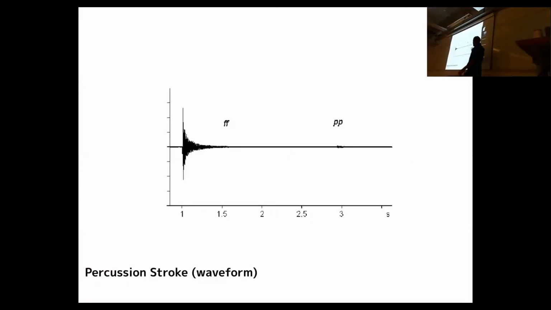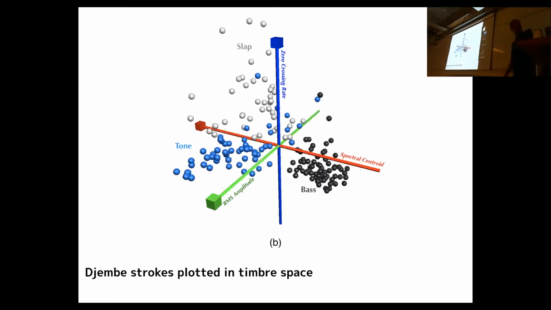So suppose that you have a signal from a microphone, and this is one instance of the drum being struck. You can take the first 100 milliseconds of this, and you can compute some features on that. It's not so important. There's a book somewhere where you can look up what features you can compute. Yeah, forget about that. So this is a bunch of individual djembe strokes plotted in some feature space.